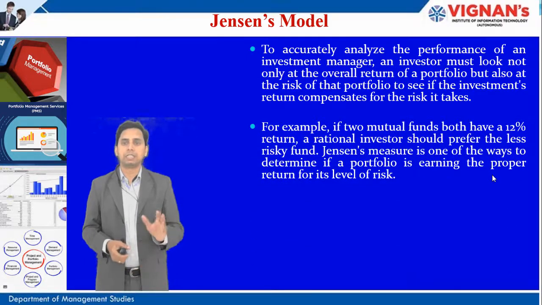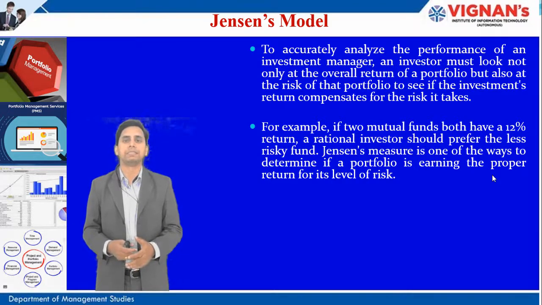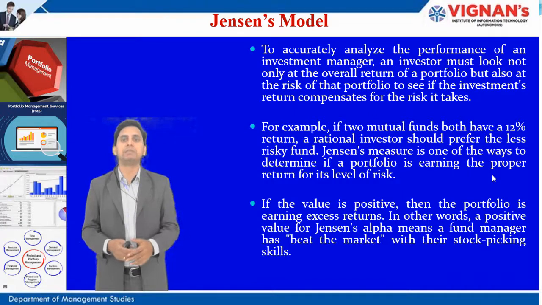Now let us consider there are two mutual funds, both have 12% return, and a rational investor should prefer the less risky fund, obviously. So if portfolios are giving you 12% return, whichever portfolio has the lesser risk for achieving this 12% return must be considered. Now Jensen's measure is one of the ways to determine if a portfolio is earning proper return for its level of risk or not. If the value is positive, then the portfolio is earning excess return.